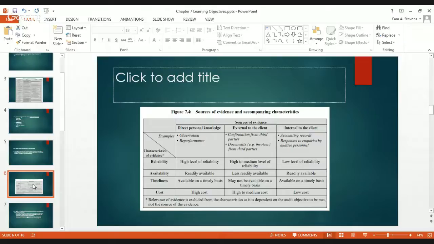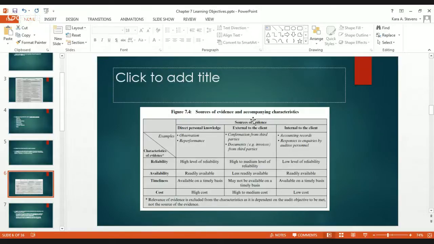Looking at this information in a nice figure that I thought the book had, looking at our different types of evidence, we have observation and reperformance, and then looking at how reliable it is. If you observe or reperform something, it's pretty reliable because you're the one doing it. It's usually readily available on a timely basis. But the high cost, you're spending your time, and the auditor's charge rates are really high. Even a staff person can be around $150 to $200 an hour. And it just obviously goes up from there. So the auditor's time is very costly.